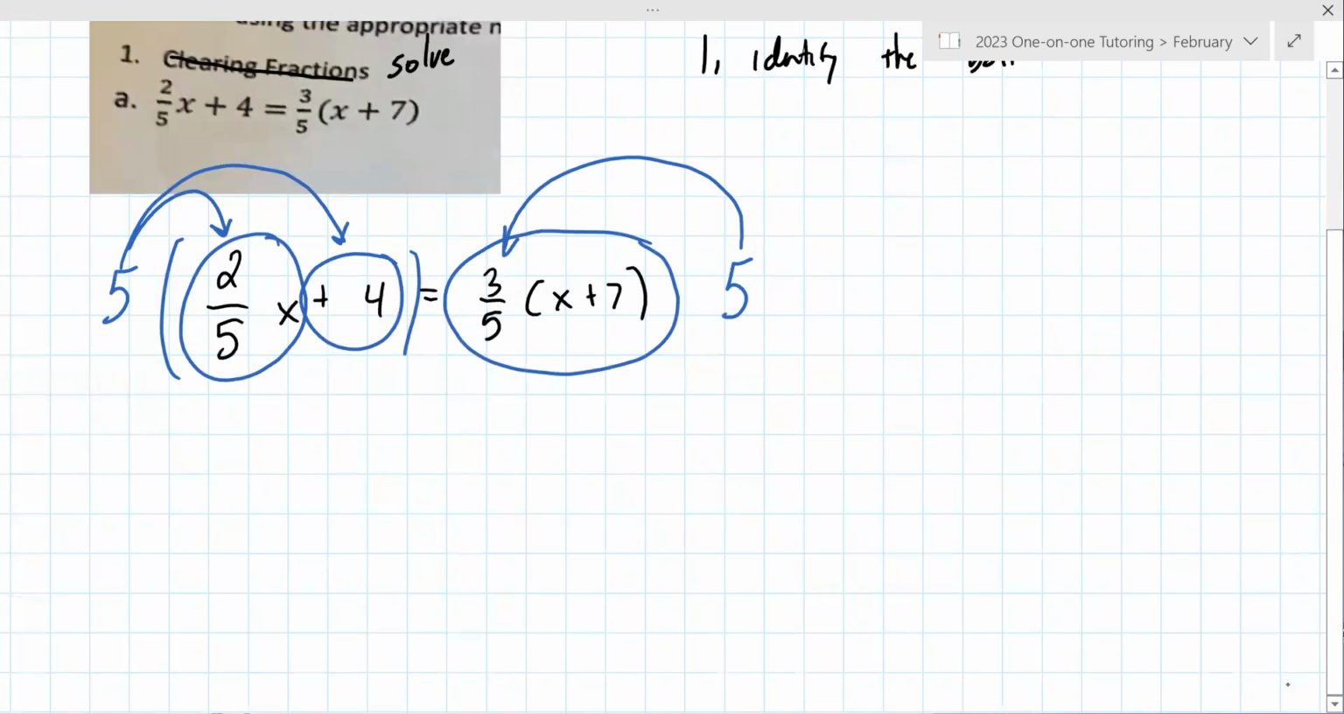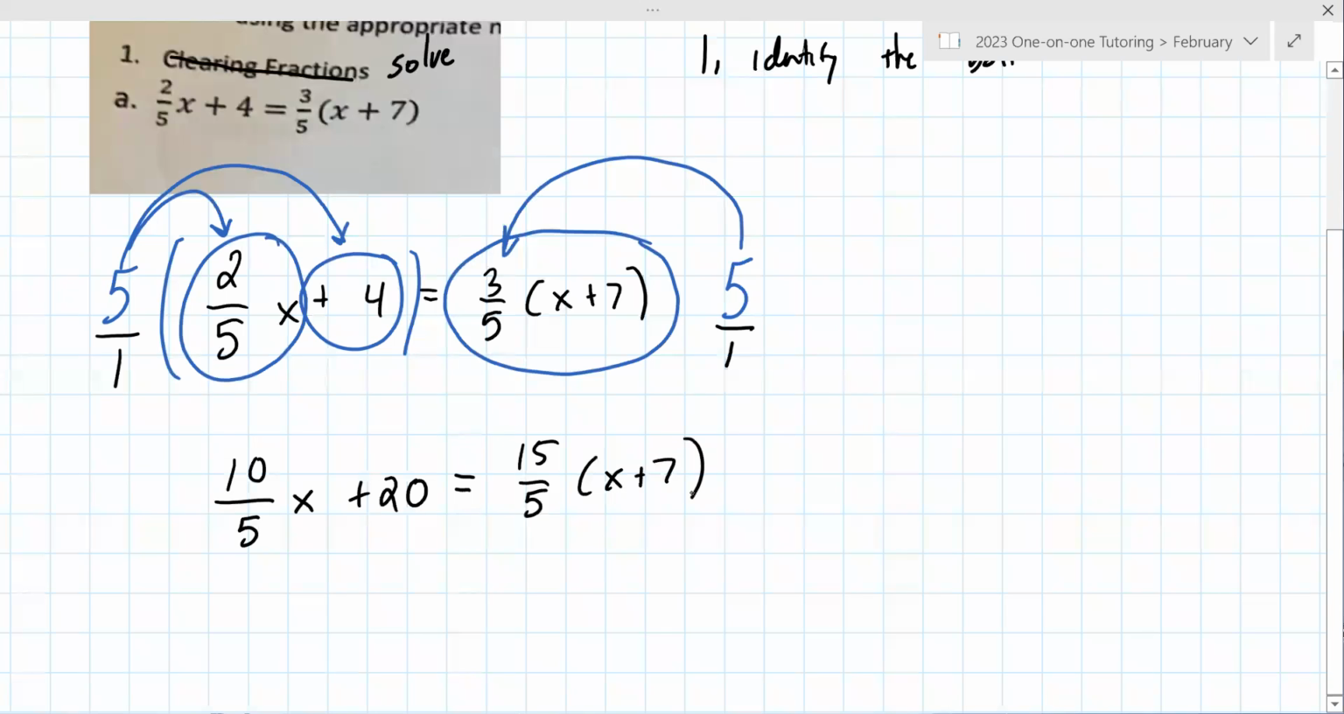Now what is 5 times 2/5? Do you multiply the top and the bottom? Just the top because the bottom is 1. So 10 over 5 x, and then 5 times 4 is 20. The 5 times the top, against 5 over 1. 5 times 3 is 15, 15 over 5, x plus 7.